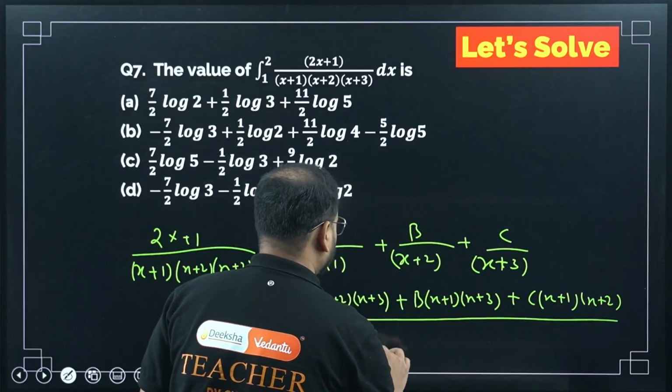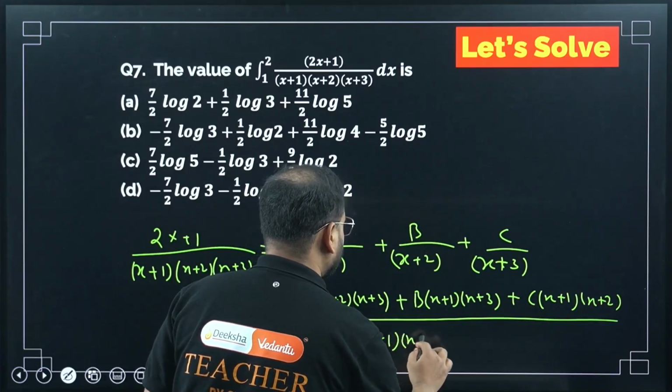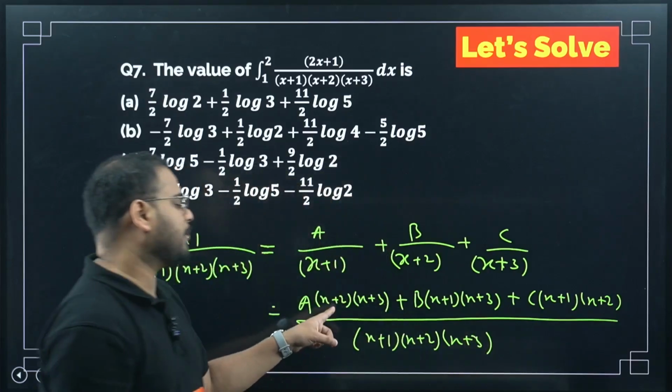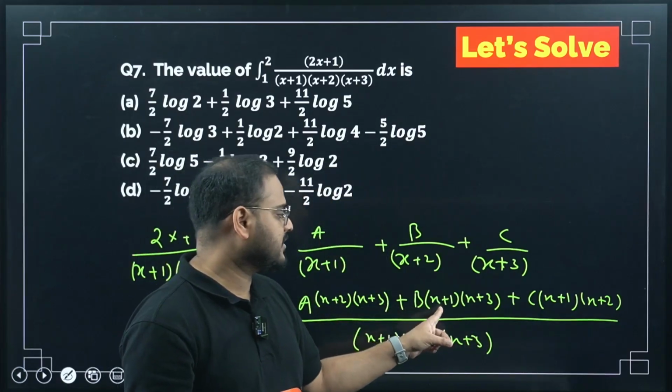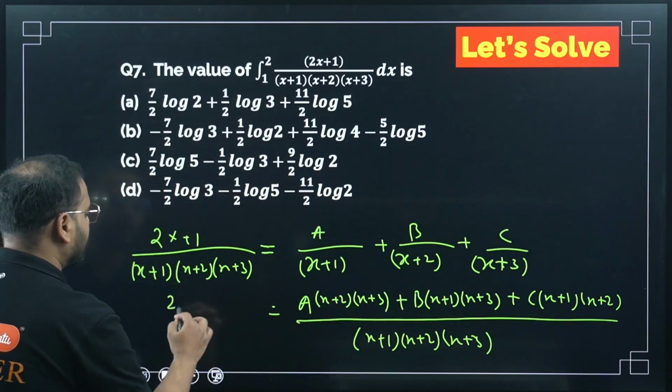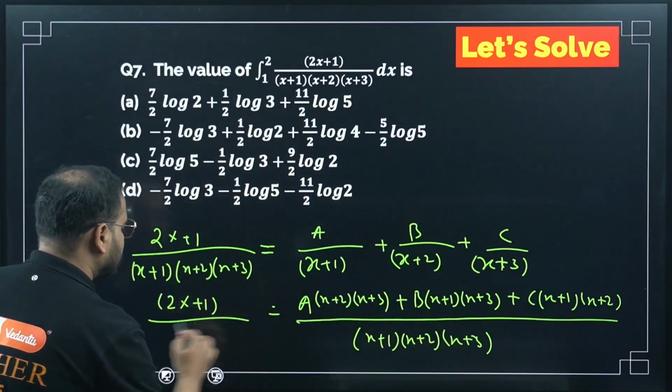Divide this by x plus 1, divided by x plus 2, times x plus 3. No problem there. Now put x equals minus 1. You will get this as 0, this as 0. Find the value of a from here. What is the numerator over here? 2x plus 1. The denominator is the same.